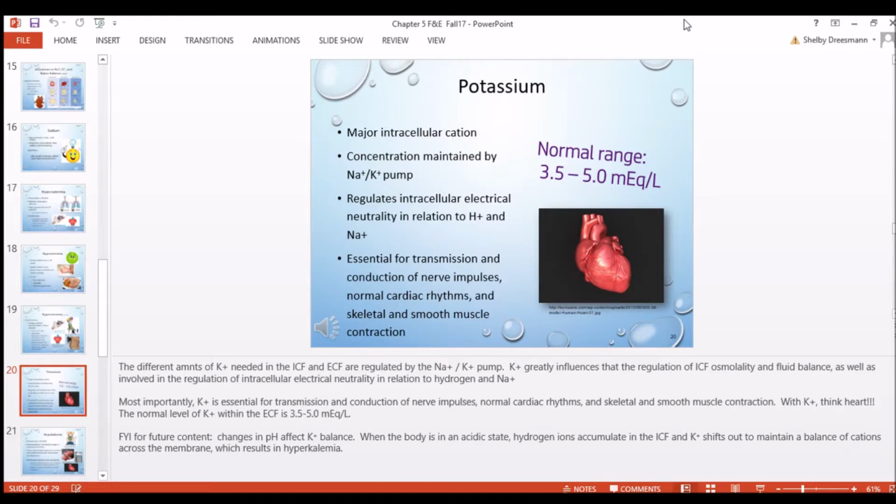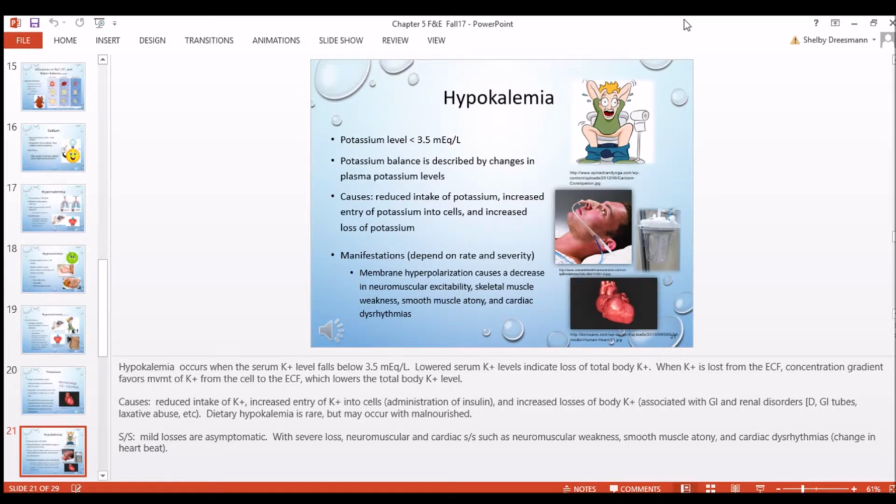Hypokalemia occurs when serum potassium levels, so outside of the cell, anytime you see serum, know it's outside of the cell, fall below 3.5 and indicate total body loss of potassium. When potassium is lost, the concentration gradient favors potassium moving from the cell to the extracellular fluid, which lowers the total body potassium levels.